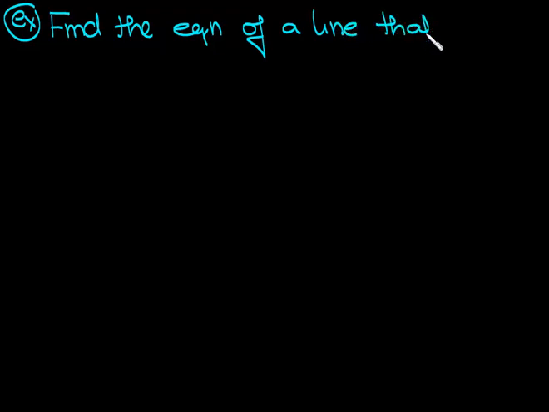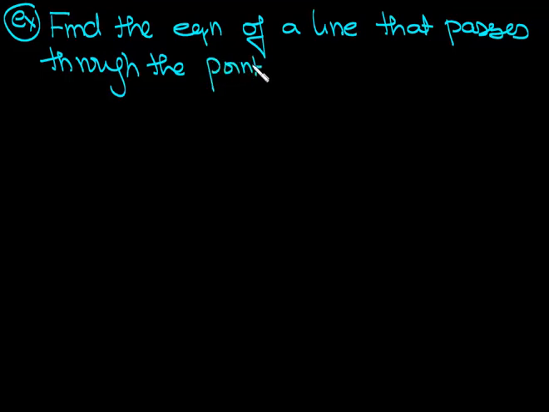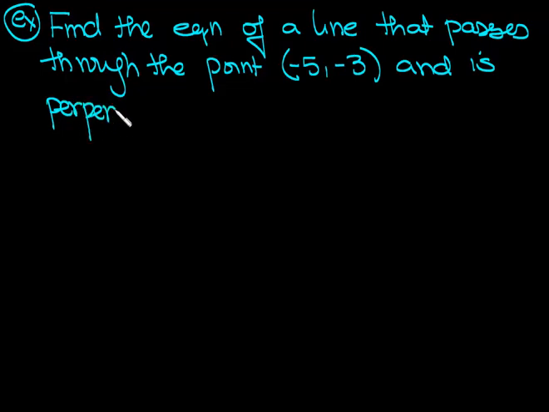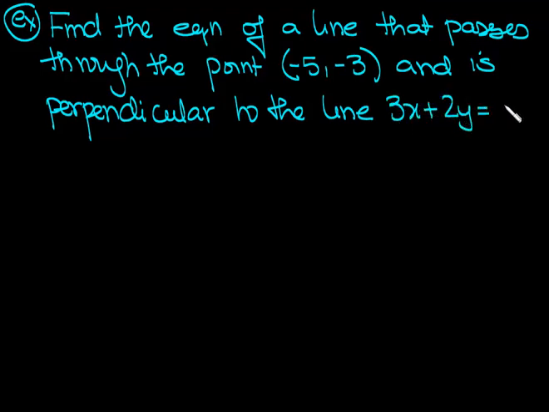So let's say they give you this: find the equation of a line that passes through the point -5 and -3 and is perpendicular to the line, okay, 3x plus 2y is equal to 4. Okay, so let's take a look at this problem.